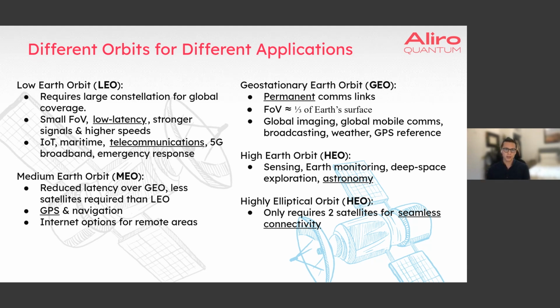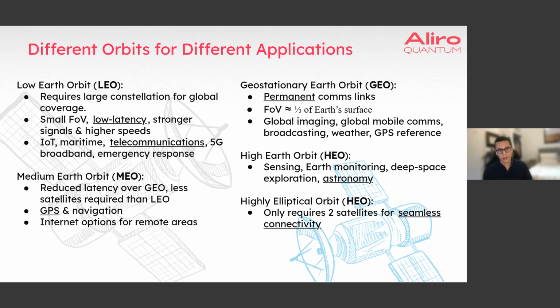The application profile of geo orbit, we typically see applications like global imaging, global mobile communications, broadcasting, weather forecasting, and also geosatellites serve as a GPS reference for the other medium Earth GPS satellites.